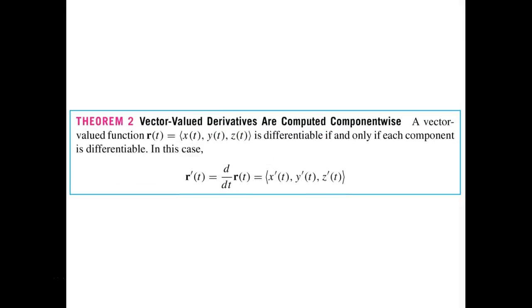Vector value function derivatives are computed component-wise. A vector value function r of t, which is x of t, y of t, z of t, is differentiable if and only if each component is differentiable. And in this case, r prime of t would be d by dt of r of t, which is the vector x prime of t, comma, y prime of t, comma, z prime of t. Take the derivatives of each component.